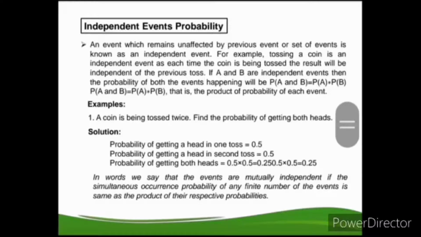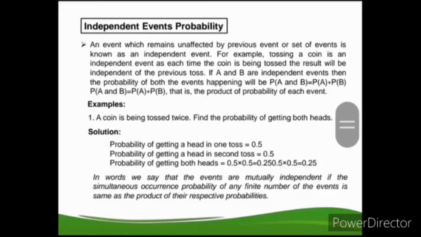Example: a coin is tossed twice. Find the probability of getting both heads. Solution: the probability of getting a head in one toss is 0.5. The probability of getting a head in the second toss is 0.5 again. Then, the probability of getting both heads is 0.5 times 0.5, which is equal to 0.25.